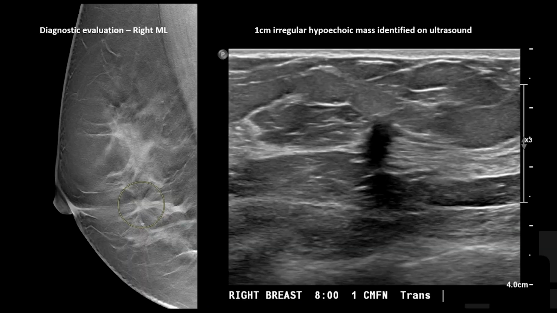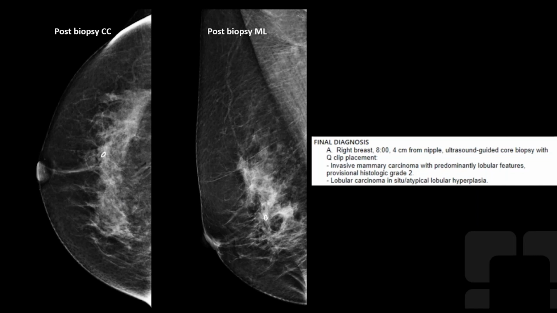Again, I like to show these ultrasound correlates just to show the sonographic appearances of these varying presentations of subtle cancers. Here we have the sonographic appearance of this mass, which was an irregular hypoechoic mass at the 8 o'clock position close to the nipple, about a centimeter in size. And on the next image here, we have a biopsy clip showing that the biopsy clip does nicely correspond to the area of distortion, and it's in the exact location of that suspicious detection from Profound AI.